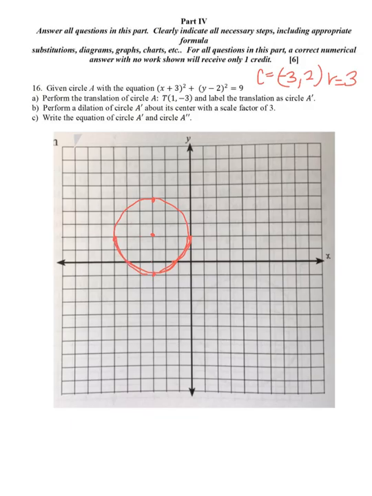So I'm going to perform a translation, and that's a rigid motion that does preserve everything. So the translation is 1, negative 3. I'm going to apply that to the center. So plus 1, minus 3. I get a negative 2, comma, negative 1. It still retains a radius equal to 3. I'm going to graph that circle.